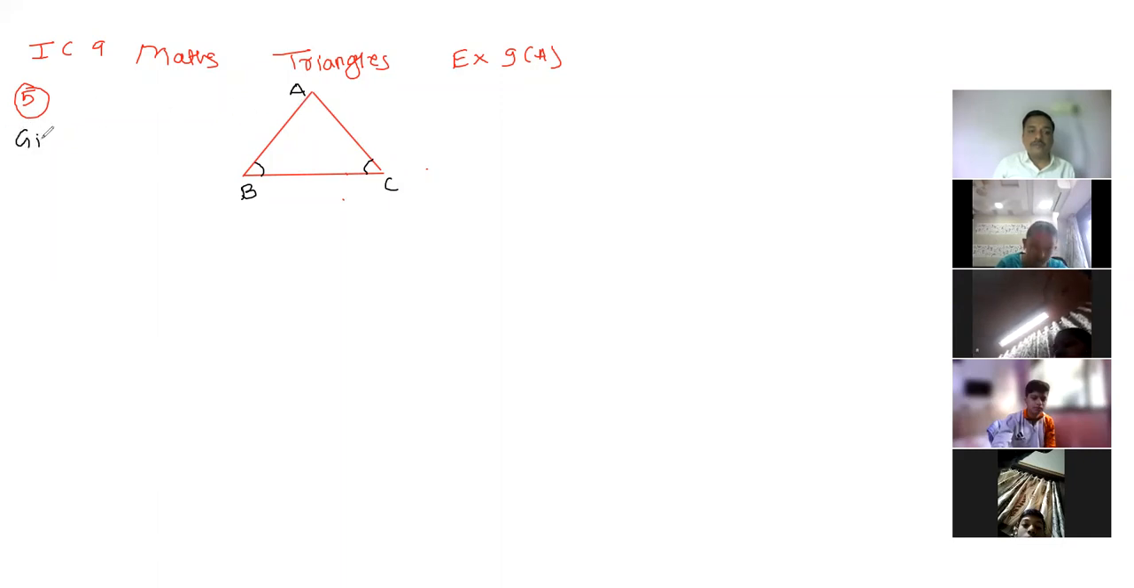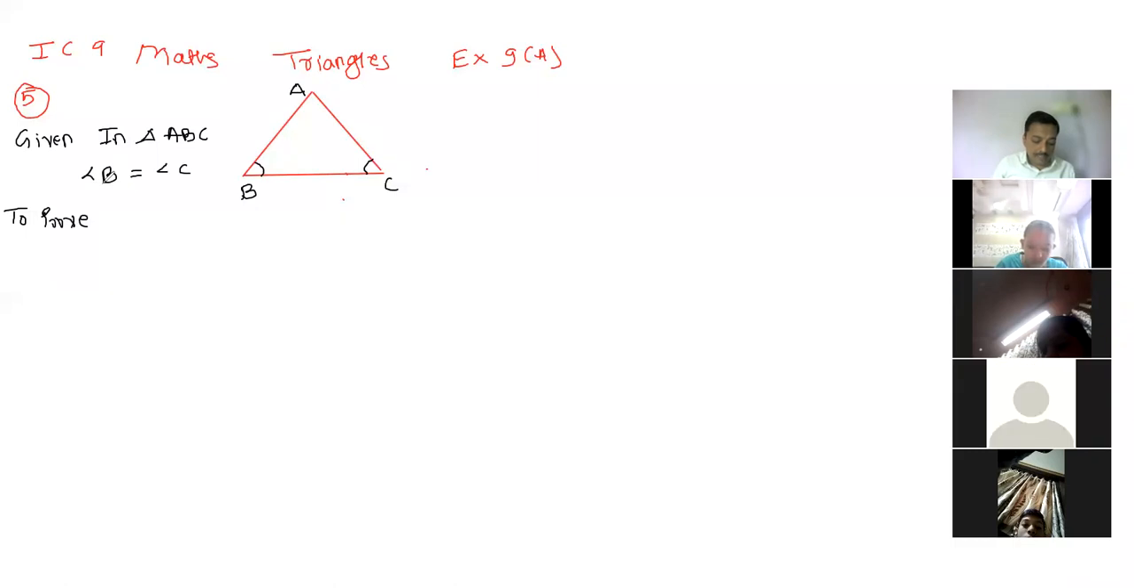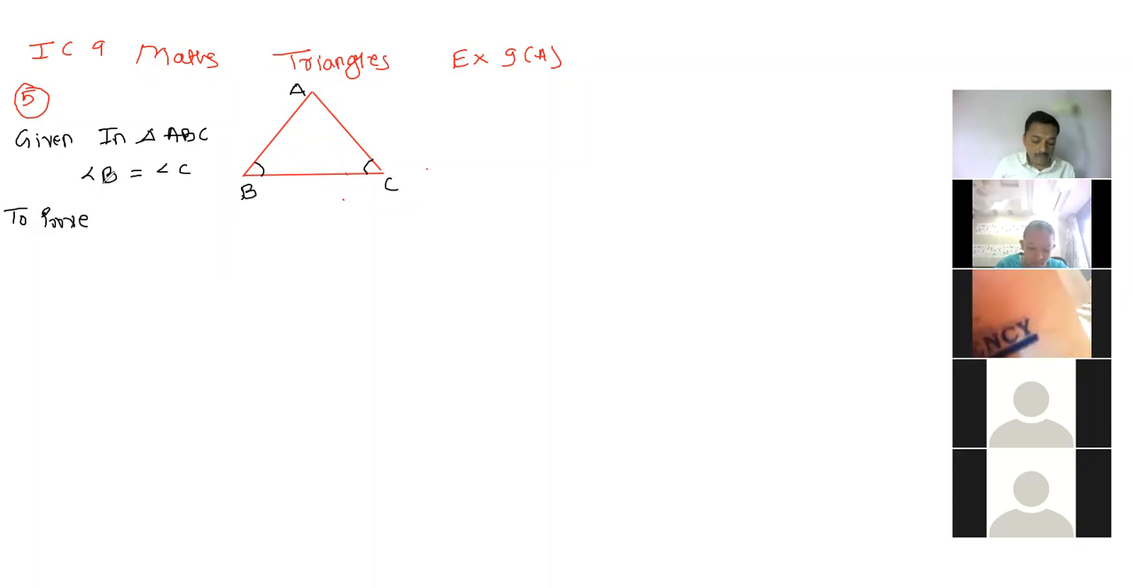Given: in triangle ABC, angle B is equal to angle C. To prove, first part: the perpendiculars from the midpoint of BC to AB and AC are equal. The perpendiculars first.